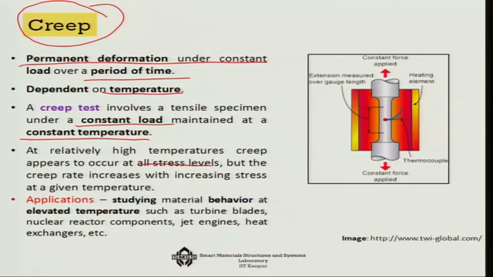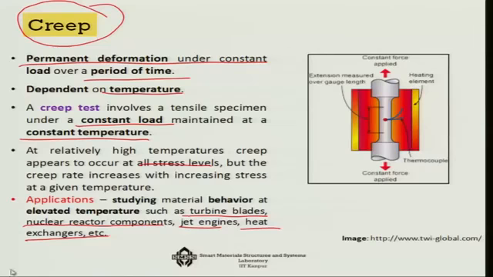in the system. Now, this is a very important test, because its application is there in terms of, suppose, turbine blades which work at a very high temperature level, or nuclear reactor components, jet engines, heat exchangers. So, those applications where there is a stress or mechanical loading at elevated temperature, creep is a must. Okay. So, that is the importance of the creep test.